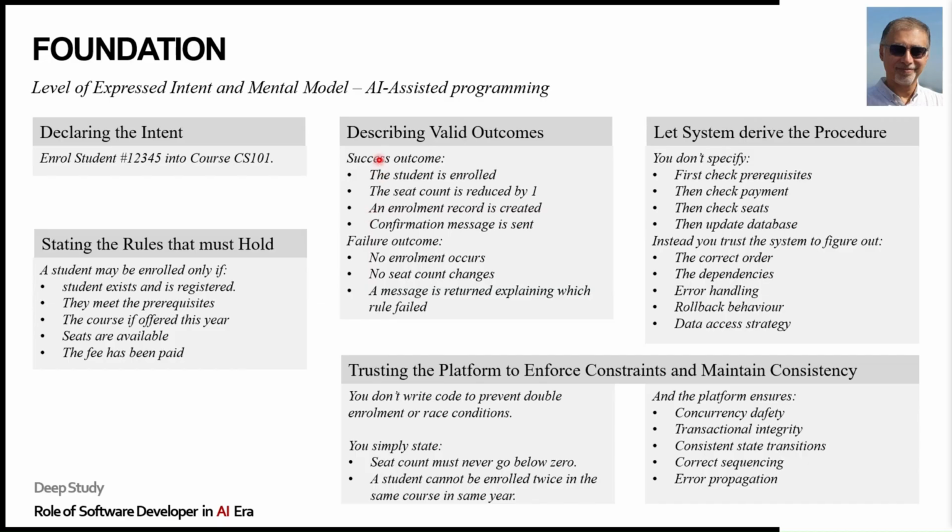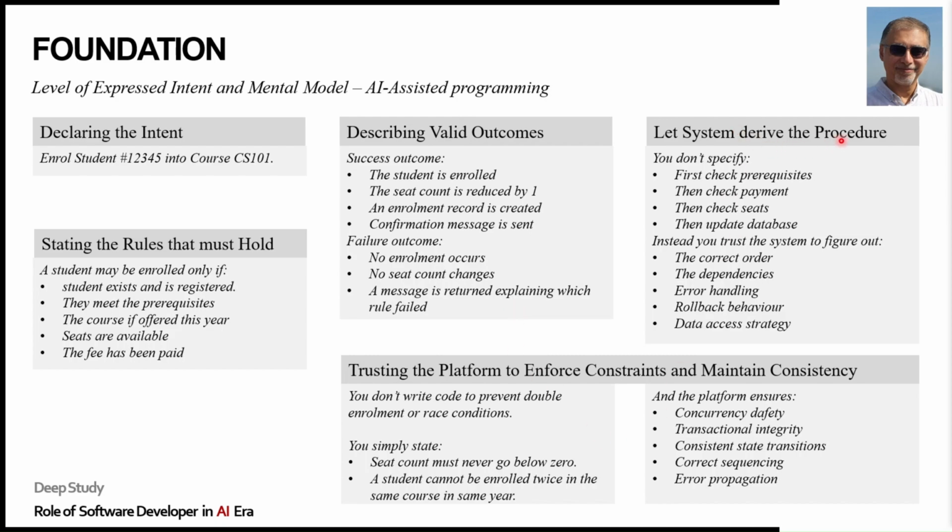Describing valid outcomes. Success outcome would be something like: the student is enrolled, the seat count is reduced by one, an enrollment record is created, and a confirmation message is sent. Failure outcome would be: no enrollment occurs, no seat count changes, a message is returned explaining which rule failed. You are defining the shape of the result, not the steps to produce it.